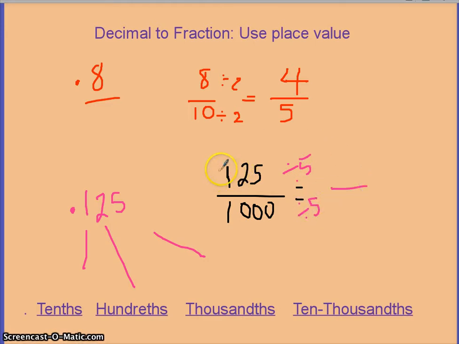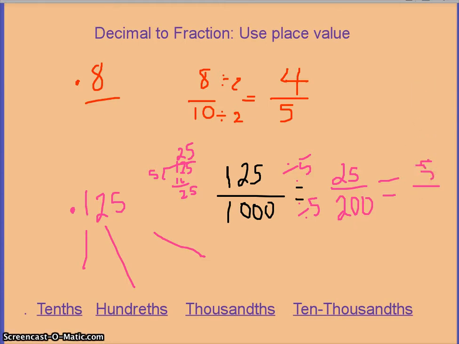Well, 125 divided by 5, we can work that out on the side. Sorry, 5 goes into 12 2 times. 5 goes into 25 5 times. So this would be 25. 1,000 divided by 5 would be 200. So you notice that we can again divide by 5. 25 divided by 5 is 5.